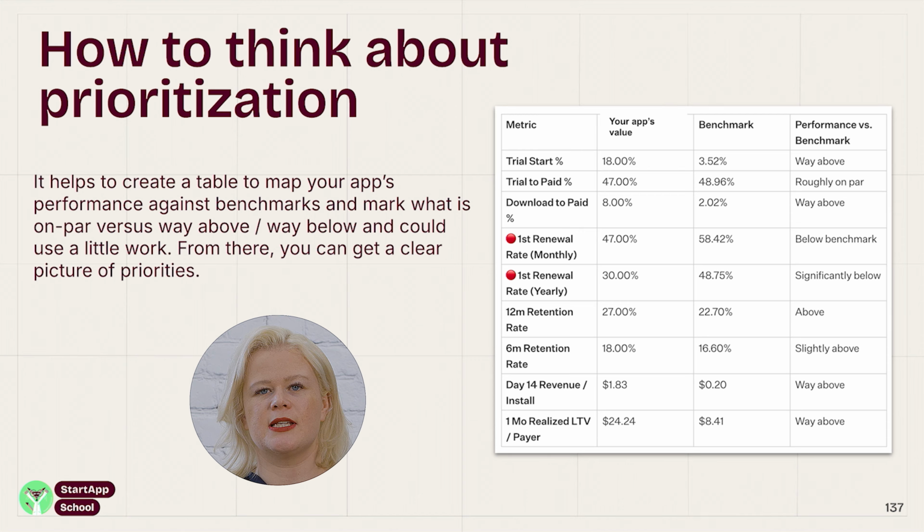And you can see for this example that the first renewal rates for the yearly plan and the first renewal rates for the monthly plan are way below the industry benchmarks. So in this example, those are the first things that we would be wanting to work on. We'd be wanting to work on the active user stage to ensure that we continue to give active users that are already paying value over time, and to give them guidance and reassurance so that when we get to that renewal stage, they're much more likely to convert.